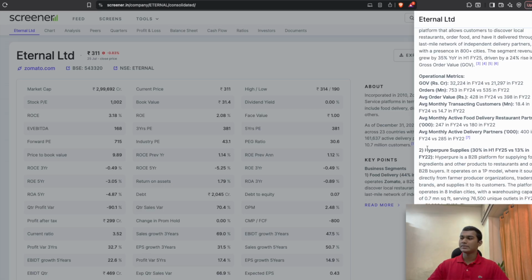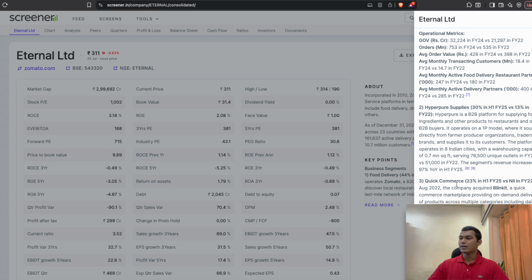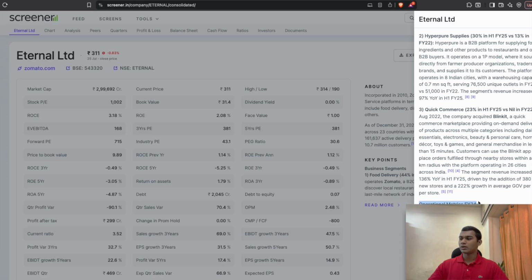Then you'll also see there's a second business, that is Hyperpure Supplies. Hyperpure is a B2B platform for supplying food ingredients and other products to restaurants and other B2B buyers. Then there's quick commerce, that is the Blinkit business. The company acquired Blinkit, and Zomato started doing well actually. And then these are the operational metrics of FY24. FY24 means financial year 24. The financial year starts on April 1st and ends on 31st March.